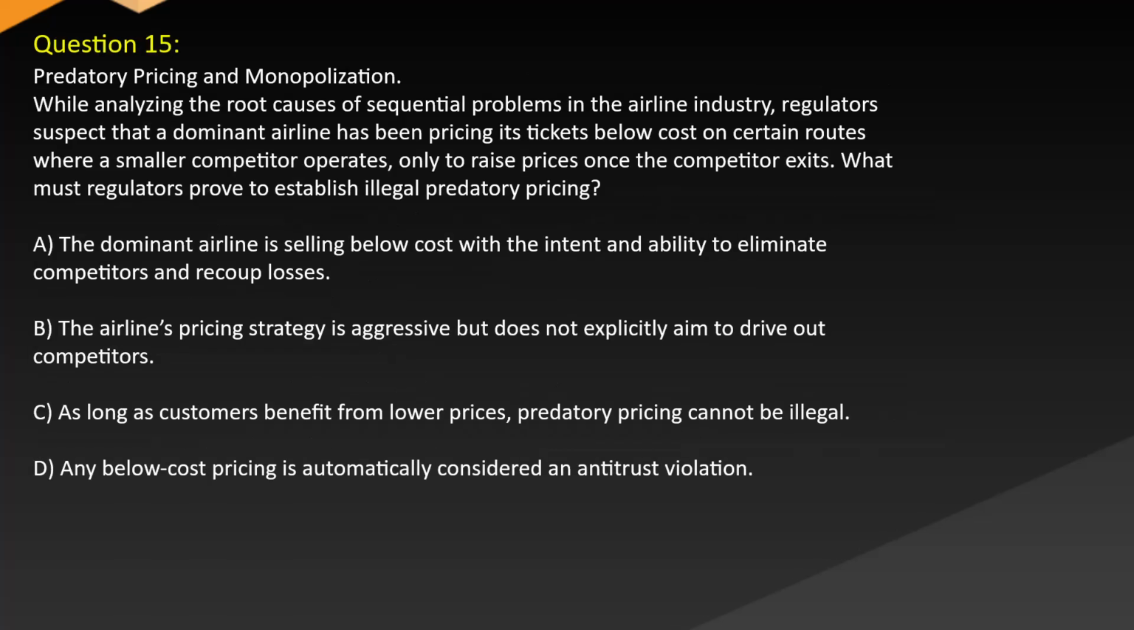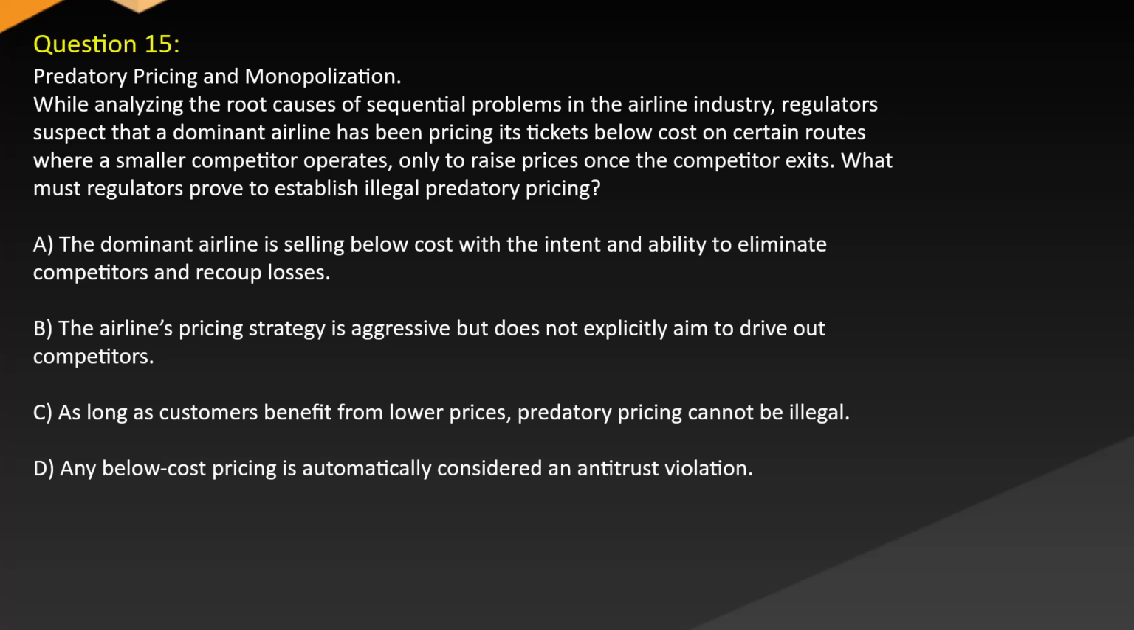Question 15. Predatory pricing and monopolization. While analyzing the root causes of sequential problems in the airline industry, regulators suspect that a dominant airline has been pricing its tickets below cost on certain routes where a smaller competitor operates, only to raise prices once the competitor exits. What must regulators prove to establish illegal predatory pricing?